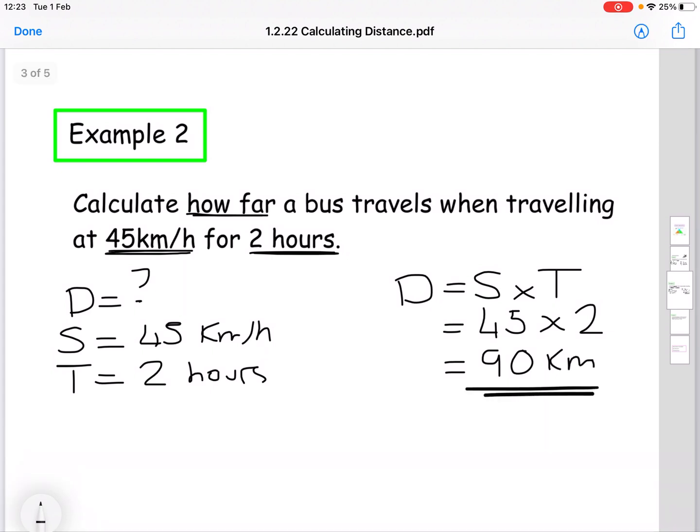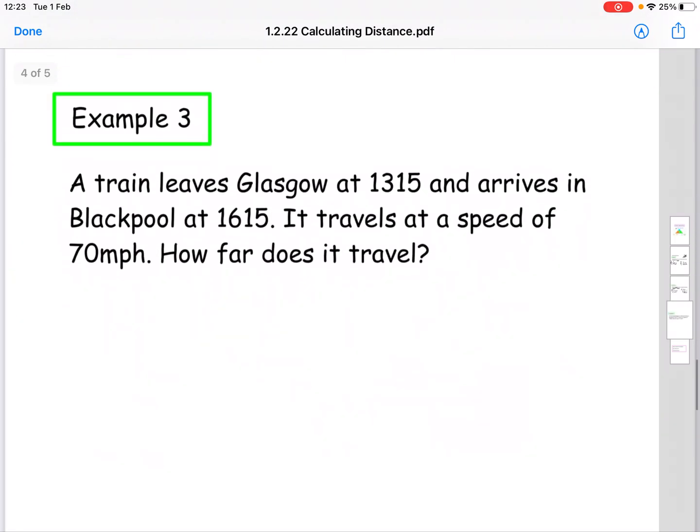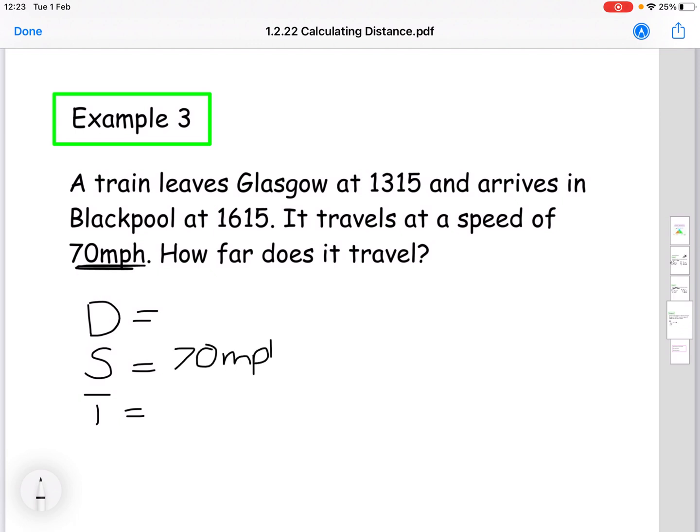One final example for you, example 3. I've just worded it slightly differently. This one says a train leaves Glasgow at 13:15 and arrives in Blackpool at 16:15. It travels at a speed of 70 miles per hour. How far does it travel? We're going to start the same way as before, distance, speed and time. So what do we have in the question? Well, we've got our speed of 70 miles per hour, so we can put that in.